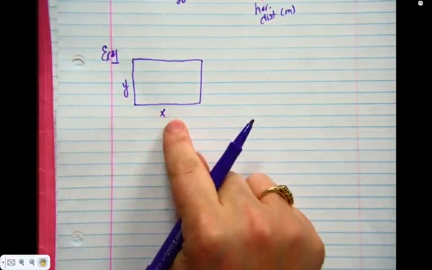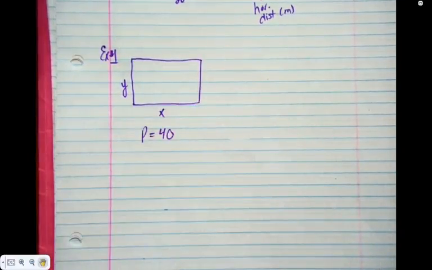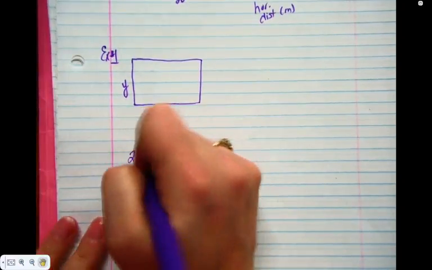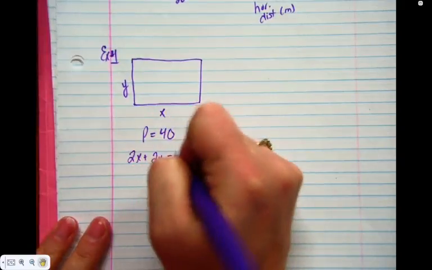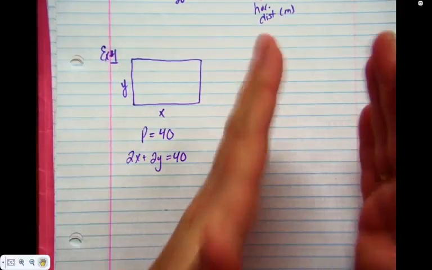My 40 has to do with the perimeter. That's how much fencing I have to go around the outside of the rectangle. The perimeter of any kind of rectangle is going to be 2 lengths plus 2 widths equals 40. I'm going to leave that momentarily, and come to the other side of my page.